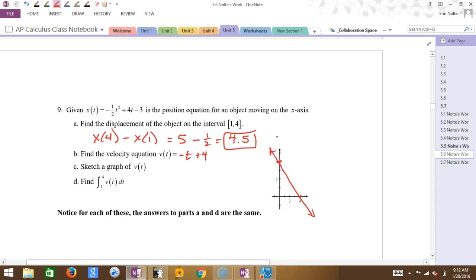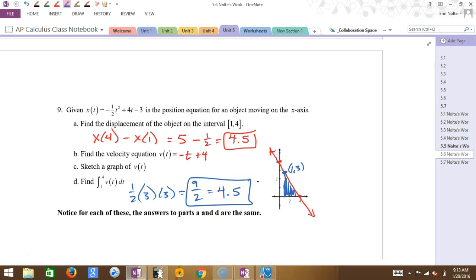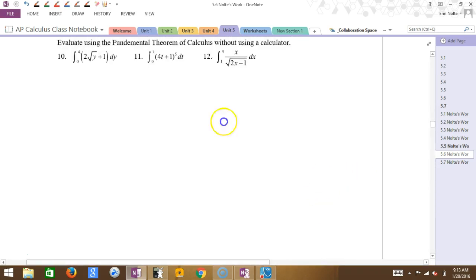Okay, so then it says find the area between 1 and 4. 1 and 4, so that's again a triangle. We need to figure out what this height is. What is that height at 1? 3. So 1, 3. 1/2 times 3 times 3, right? Which is 9/2, also known as 4.5. Okay. Huh. That is cool. How it works?